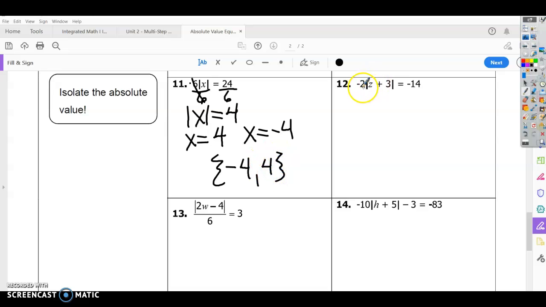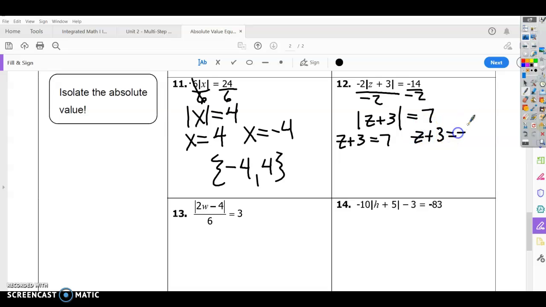All right, over here I have a -2 outside of the absolute value. So to isolate, the first thing I need to do is divide both sides by -2. So I've got absolute value of z plus 3. And -14 divided by -2, again, two negatives equal a +7. And I'm going to have z plus 3 equals 7. And z plus 3 equals -7. Subtract. Z equals 7 minus 3 is 4.